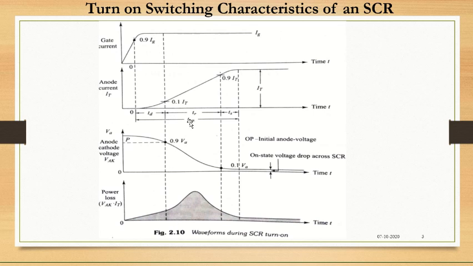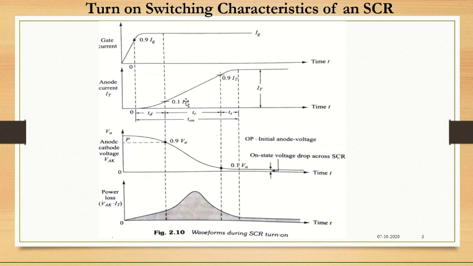Then the rise time. As you can see, the gate current has reached its saturation value, or it is constant. Once it is constant, that is, sufficient gate current is given at the gate terminal, the anode current starts rising. Now imagine the back-to-back connection of the two transistors.